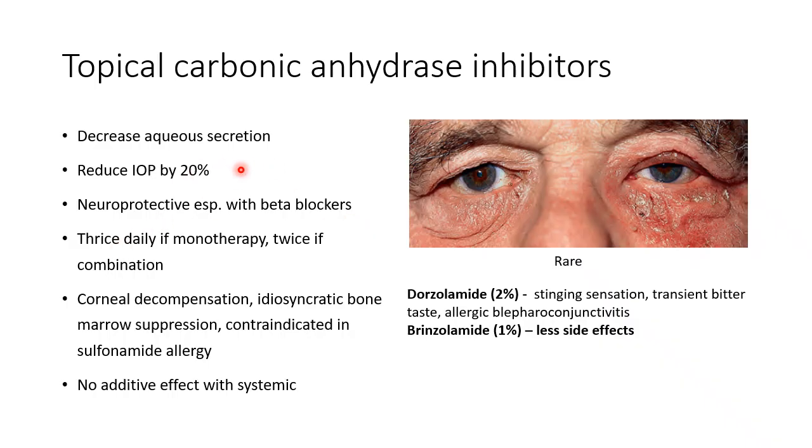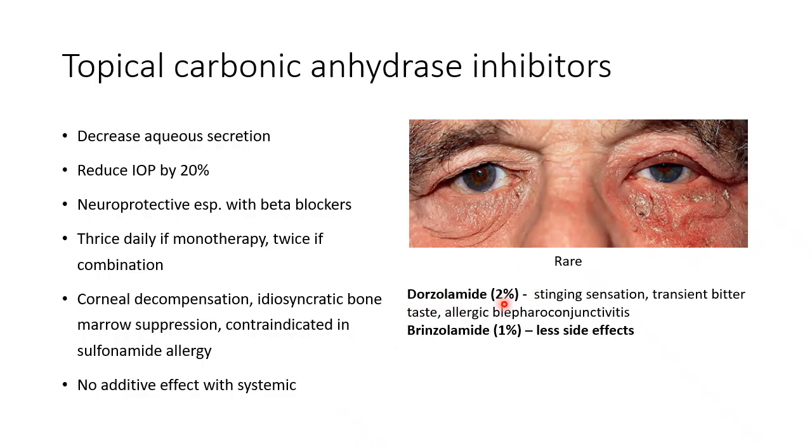The dose of carbonic anhydrase inhibitors is thrice daily if used alone, twice if used in combination, usually with a beta blocker. The problem is that they cause corneal decompensation and are usually contraindicated in eyes which have any kind of endothelial compromise. Systemic side effects are idiosyncratic bone marrow suppression, and they are contraindicated in sulfonamide allergy. The latter are rarer side effects, but yes, this has to be remembered. They're absolutely contraindicated in eyes with endothelial compromise. There is no additive effect with systemic carbonic anhydrase inhibitors, that is Diamox, unlike beta blockers.